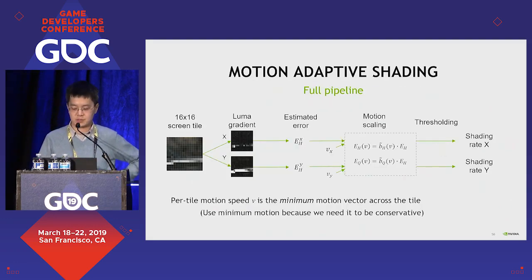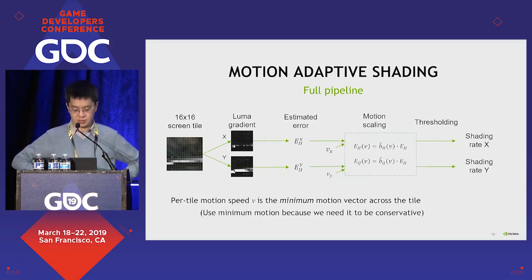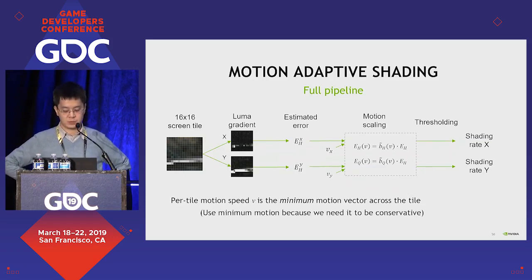After we plug those scales back into the content adaptive shading algorithm, we now have a fully unified content and motion adaptive shading. By the way, the per tile motion speed V should be computed as the minimum motion vector across the 16 by 16 tile, because we need to be conservative. If any part of the tile is not moving, we should consider the whole tile as static.